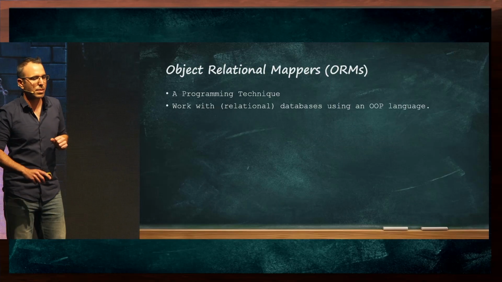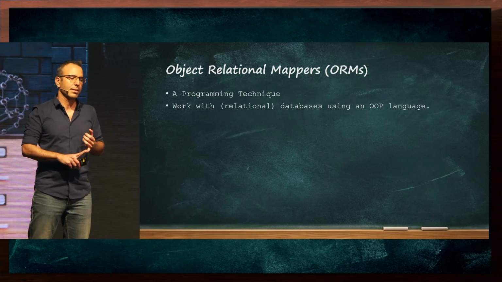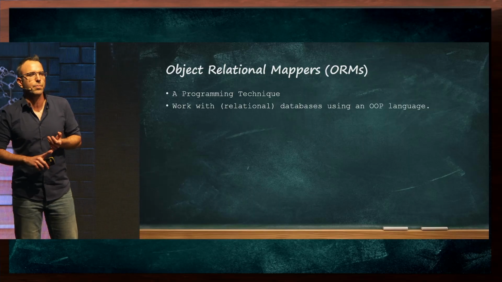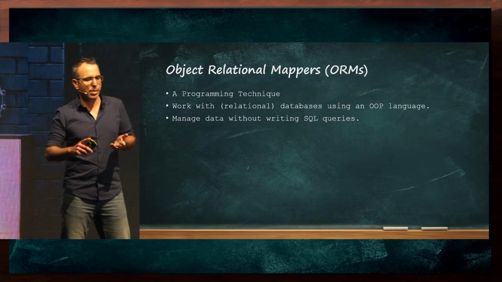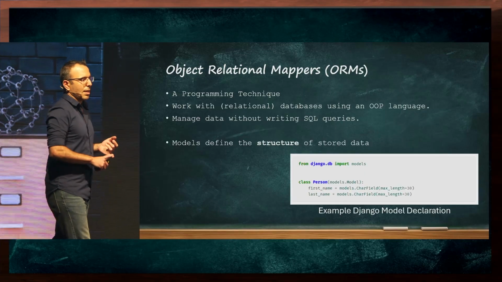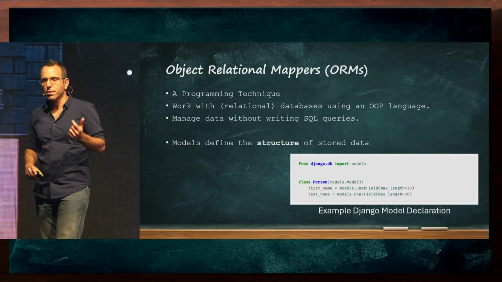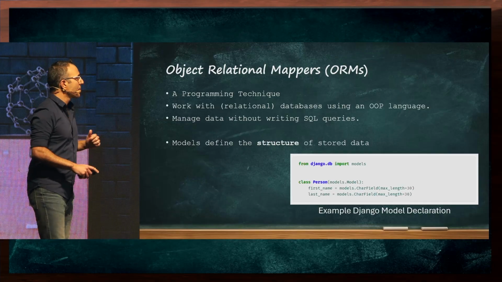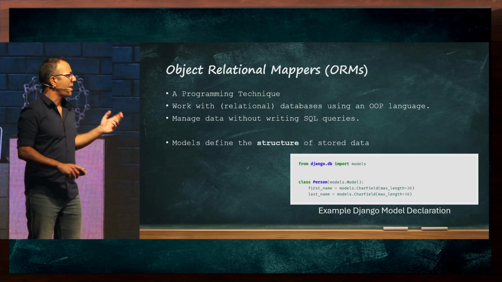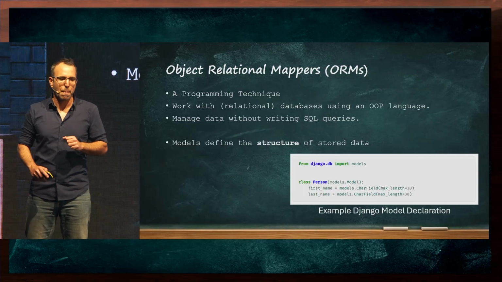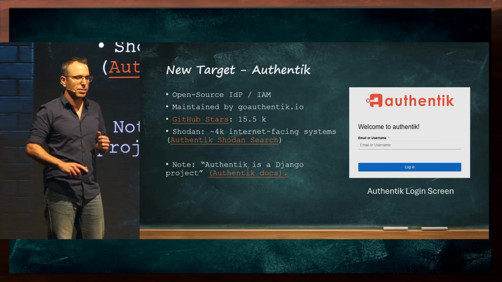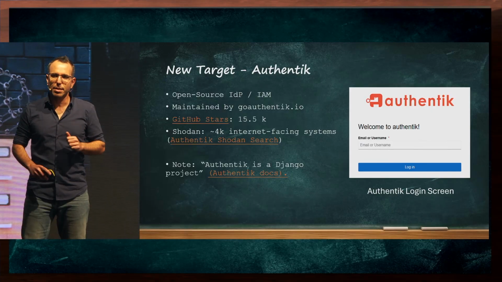Object relational mappers are a programming technique that enables you to work with relational databases using an object-oriented programming language. They allow you to manage data without writing SQL queries. In ORMs, models define the structure of stored data. In the image, we can see a model declaration defined in Django, a Python framework that includes an ORM. So our new target, Authentik, is an open source identity provider maintained by goauthentik.io. Authentik is a Django project.